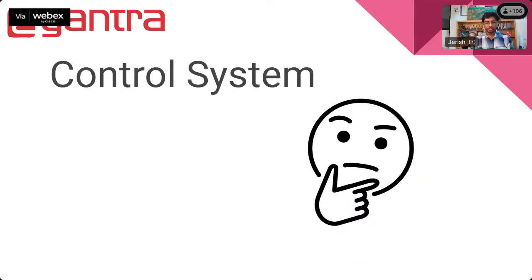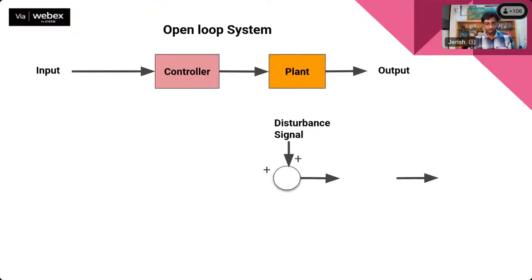Now we need to think about what a control system is. A system can be anything, and it performs some tasks. But if you want to perform some tasks in a controlled environment or in a controlled manner, that's where the control system comes into play. There are two types of control system.